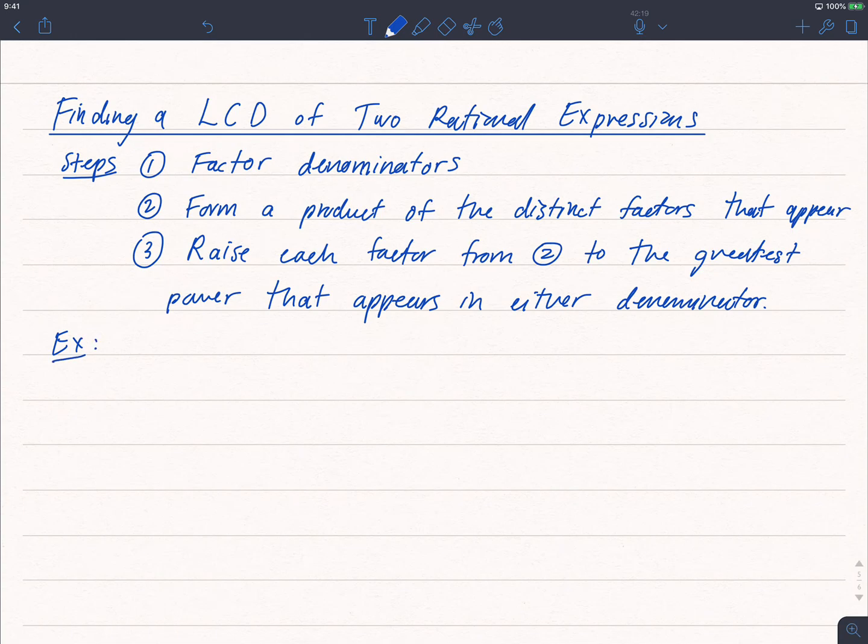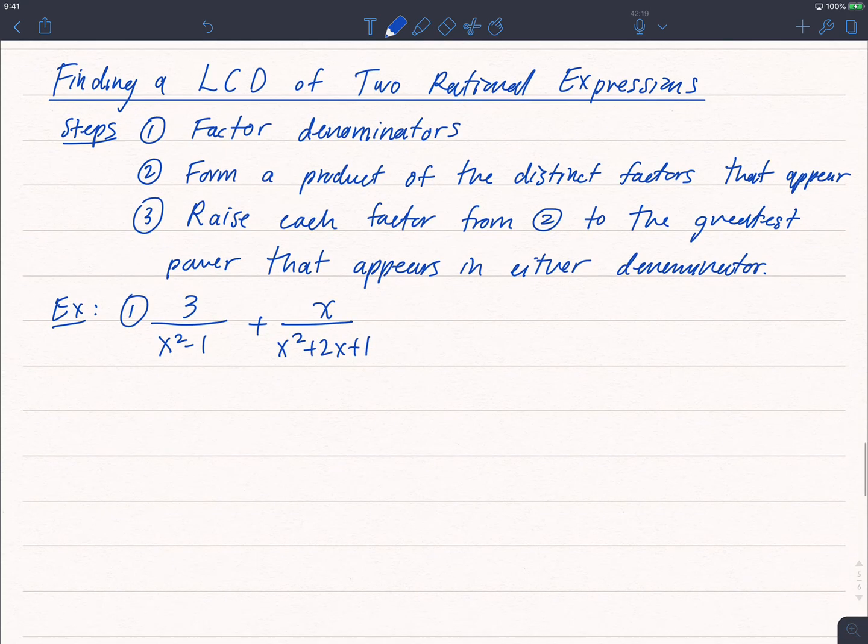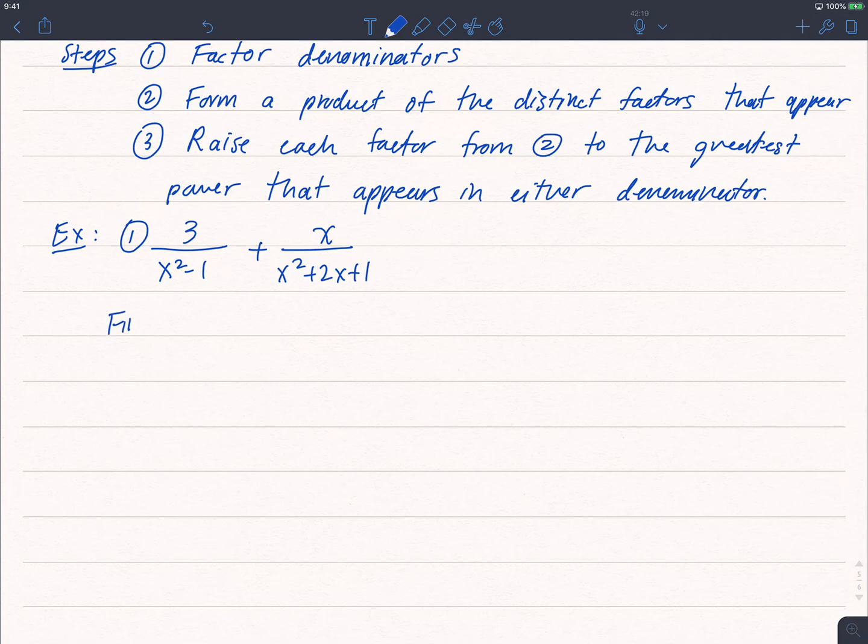So as an example, let's jump into the first one. We have 3 over x squared minus 1. We're going to add that rational expression to x over x squared plus 2x plus 1. So let's find an LCD. We're going to add these two fractions, and we realize they do not have the same denominator, so we need to find an LCD.